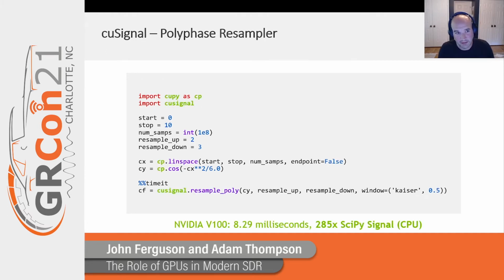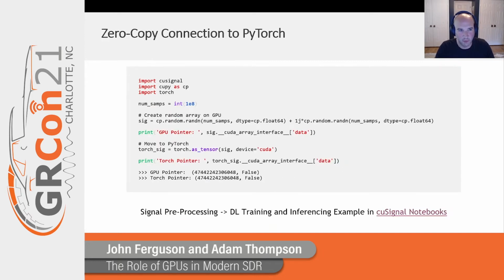And as we move to cuSignal, everything you see in the code that's green is what's changed. Instead of NumPy, we import CuPy, and instead of SciPy signal, we import cuSignal. So, a trivial code change, right? And this is 285 times faster than the CPU on a V100. cuSignal works not just on these big data center GPUs, it also works on the Jetson Nanos. So on any CUDA-enabled GPU, cuSignal fundamentally works.